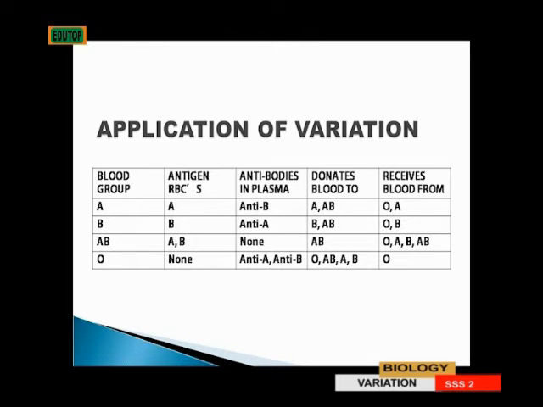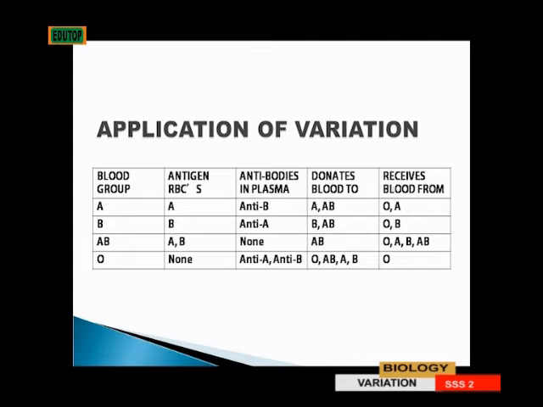So we say that blood group O are universal donors. They can donate to anybody because there is no antigen in their blood. So there will be no agglutination when they donate. There will be no reaction. The antigens will not react. So that is why O is universal donor, while AB is universal recipient.